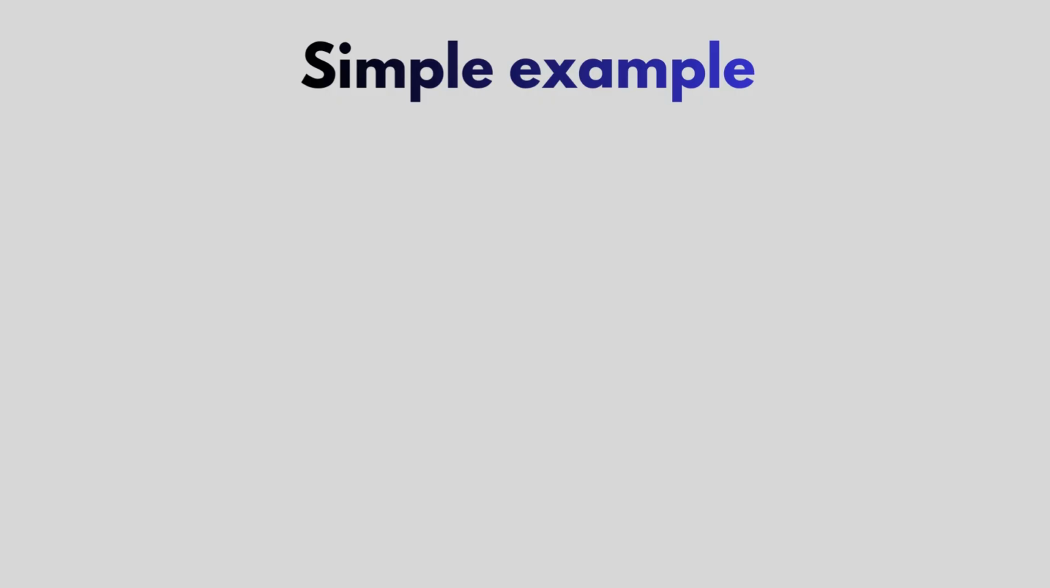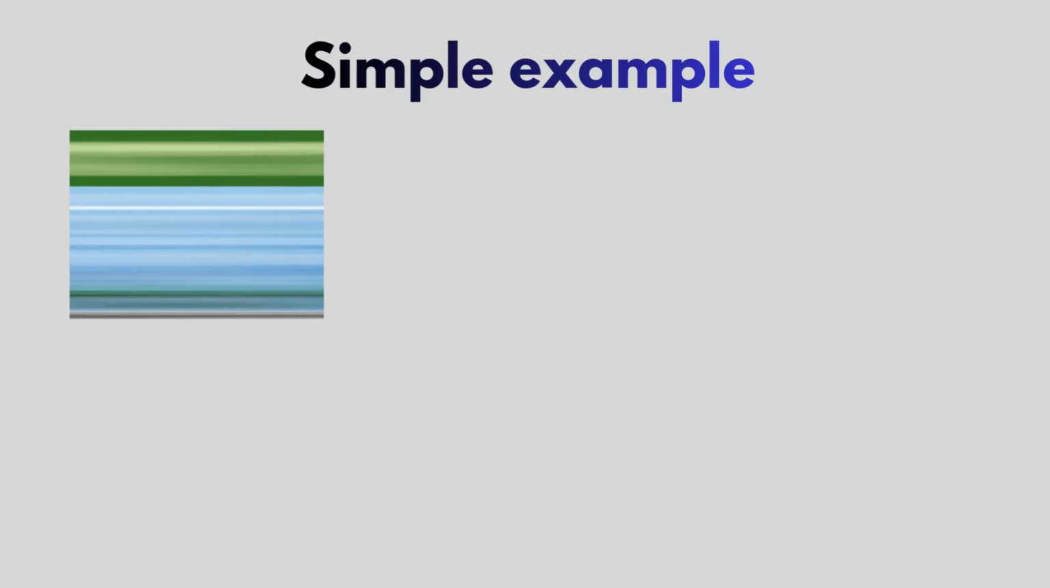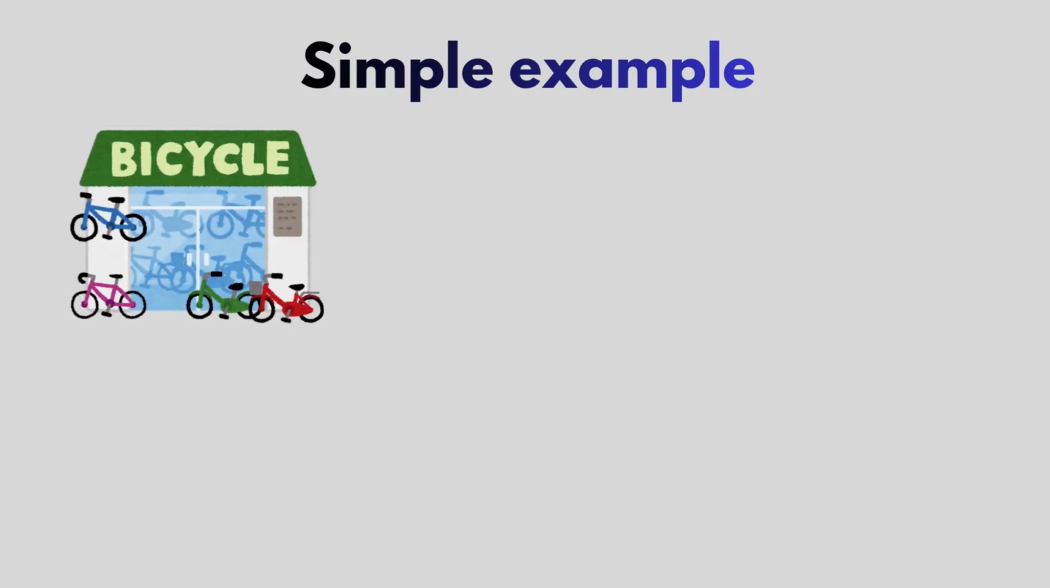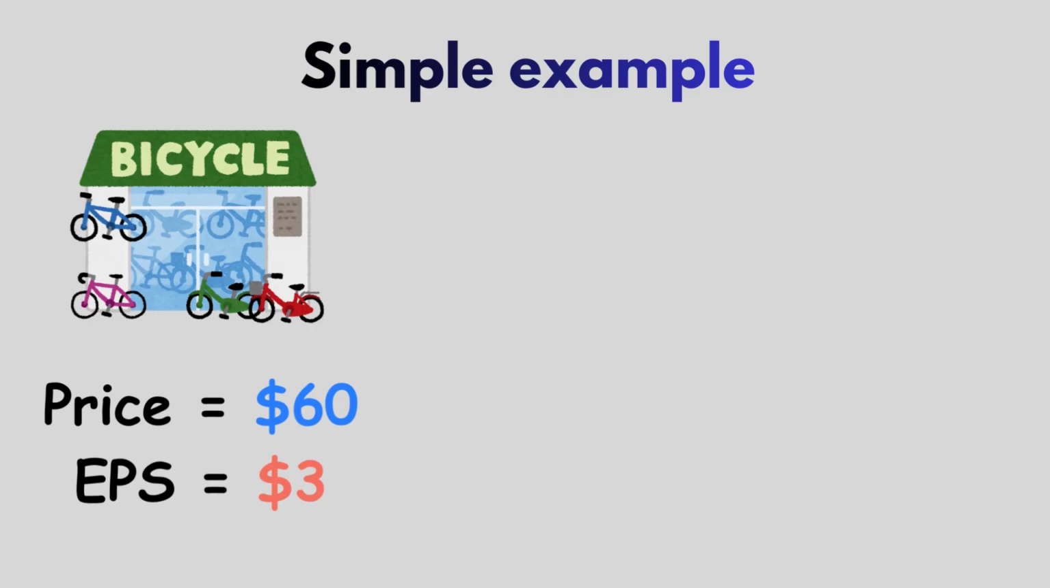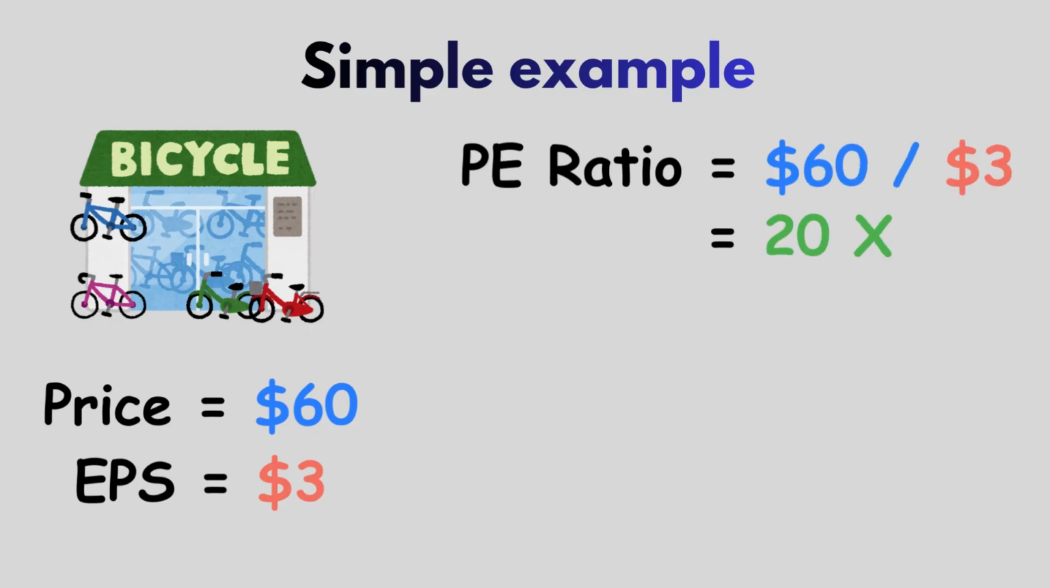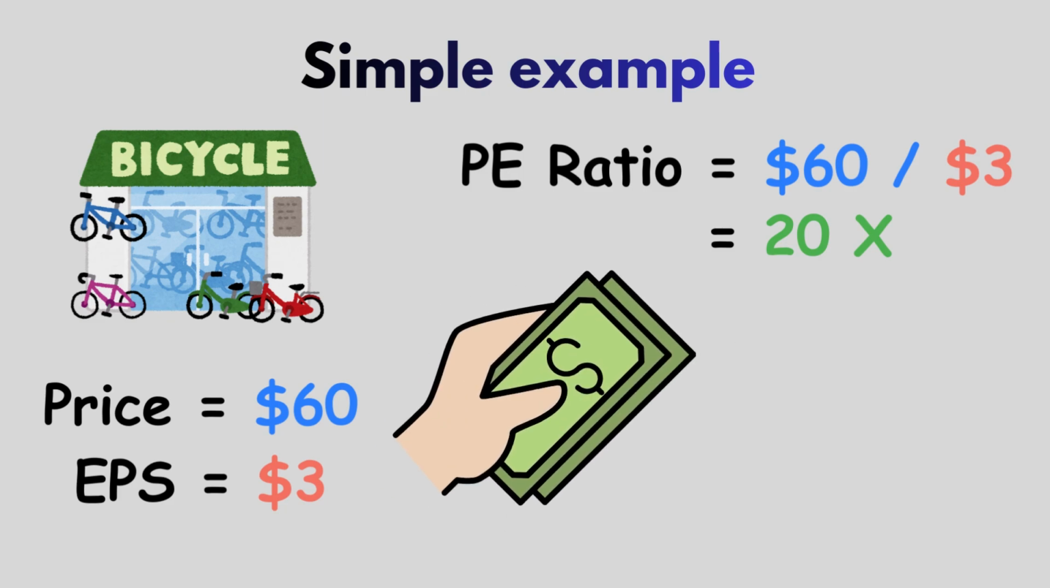Now let's look at a simple example. Imagine a fictional company called Riley's Cycle Store. Its stock is trading at $60 per share, and it reports earnings of $3 per share. Dividing $60 by $3 gives us a P/E ratio of 20. What this tells us is that the market is valuing Riley's Cycle Store at 20 times its annual profits. In other words, buying shares of this company means you're paying 20 times what the business earns in a year.